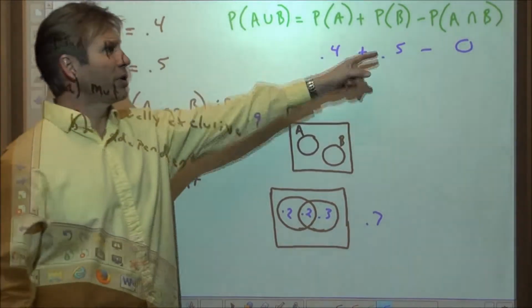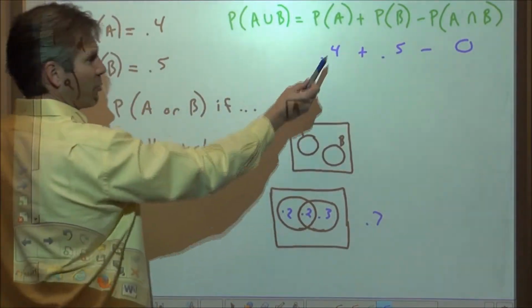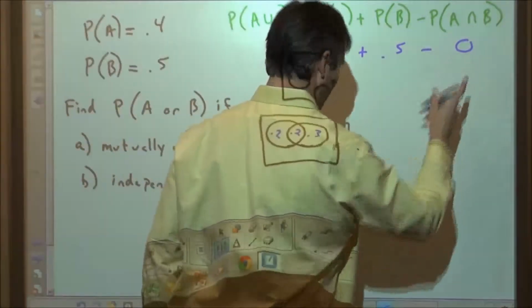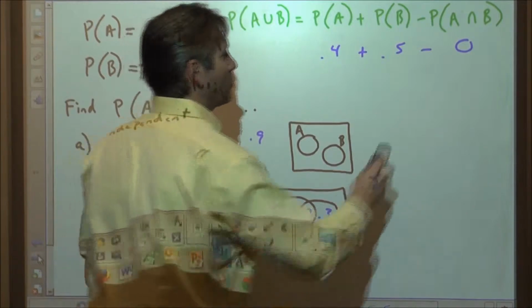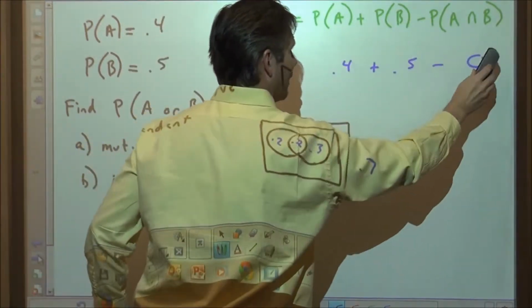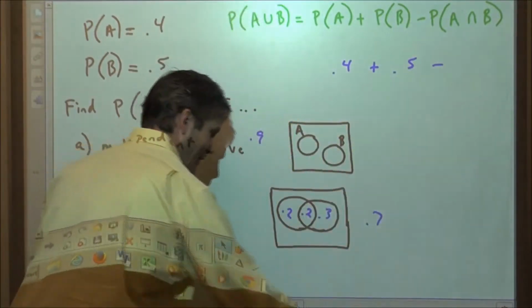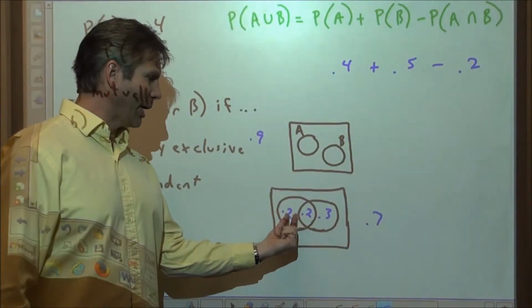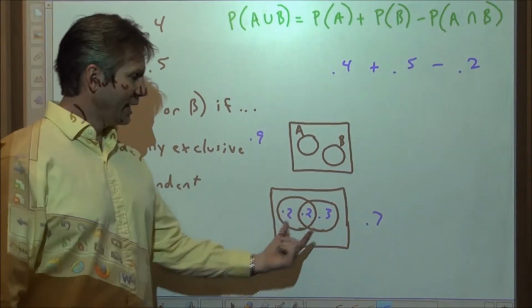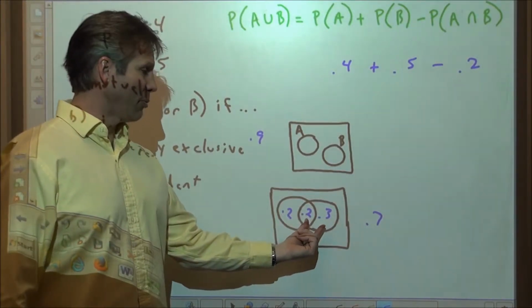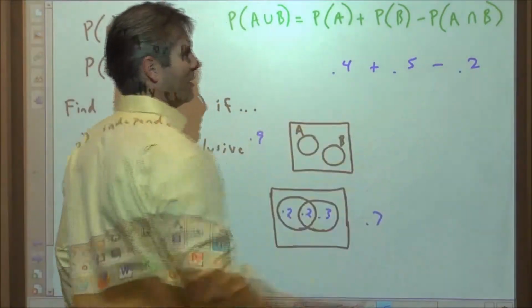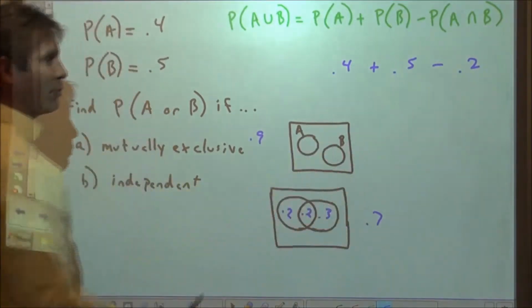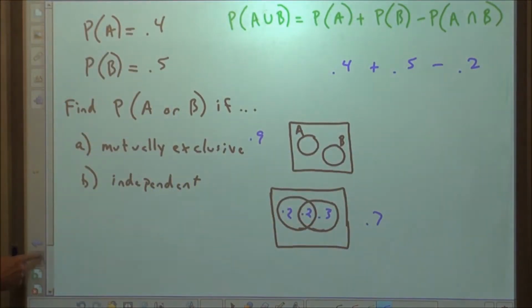But you can also go to the formula and say, well, the probability of A is 0.4, the probability of B is 0.5. The reason you would have to subtract the intersection is because it gets counted twice. All right. So the 0.2 gets counted twice. It gets counted in A when we add these two together to get the 0.4, and it gets counted in B when we add the two together to get 0.5. That's why the formula has you subtracting it out. So whether it's the formula or the visual inspection, you get 0.7 for your probability of A or B happening.